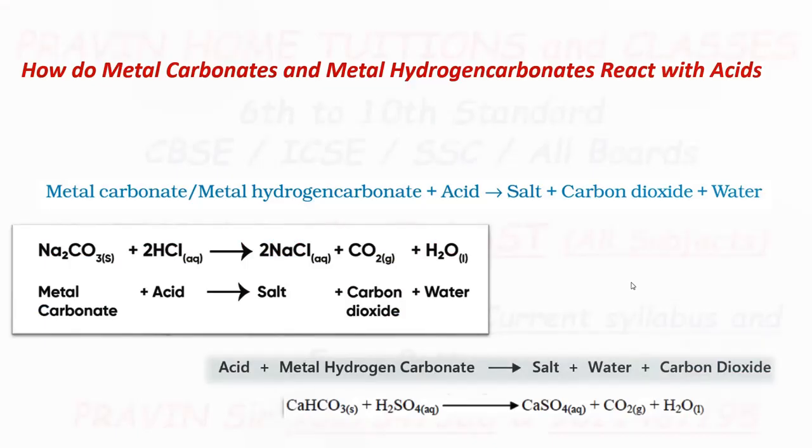Metal carbonate means when metal reacts with carbonate group, they form metal carbonate. Metal hydrogen carbonate means when metal reacts with hydrogen carbonate group, they form metal hydrogen carbonate. Already this thing you know.